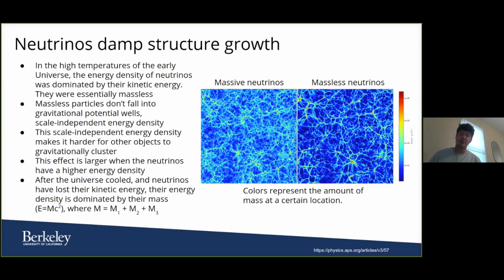The strength of this effect, the strength of this damping, is proportional to the energy density of the neutrinos, which at late times, once neutrinos have lost all of their kinetic energy, is entirely due to their rest mass. This is the idea of E equals mc squared. And so the mass of these neutrinos is ultimately what's controlling the damping of this structure growth, this process where you don't get quite as sharp peaks in structure formation.